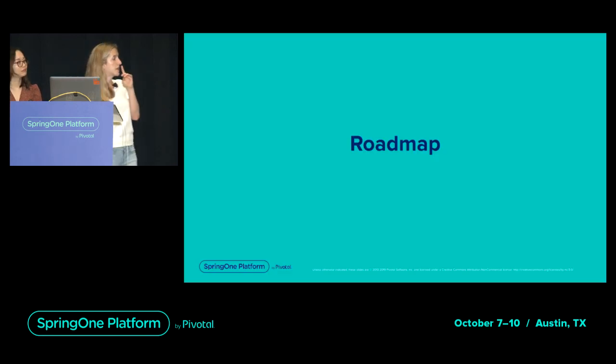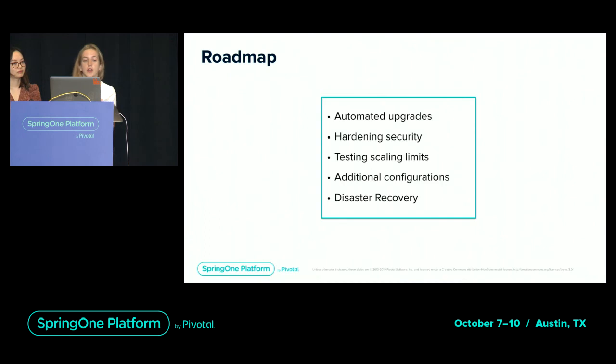So looking forward at the roadmap, we're currently looking at automated upgrades. We've had a lot of meetings, actually, in the last week about the different components that need to be upgraded here. So the broker, the operator, the Rabbit custom resources, as well as the cluster instances. After that, we're going to be looking at hardening security, as well as testing the scaling limits of how many Rabbits we can be running on a single Kubernetes cluster, as well as additional configurations.